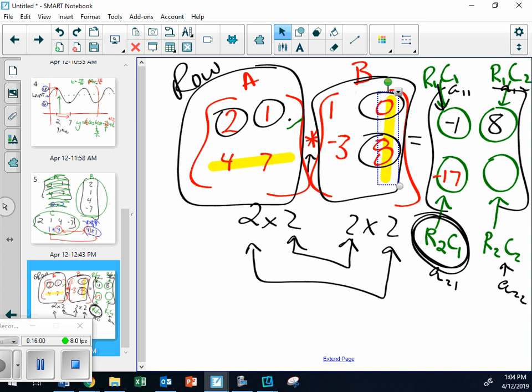4 times 0 makes 0. 7 times 8 makes 56. And then you add them and you get a total of? Final answer? A little louder. What's the answer? 56. Okay. Raise your hand if you had 56. Okay, good. It was just 0 plus the 56 makes 56. All right. That's how you multiply matrices. That's not that bad, is it?